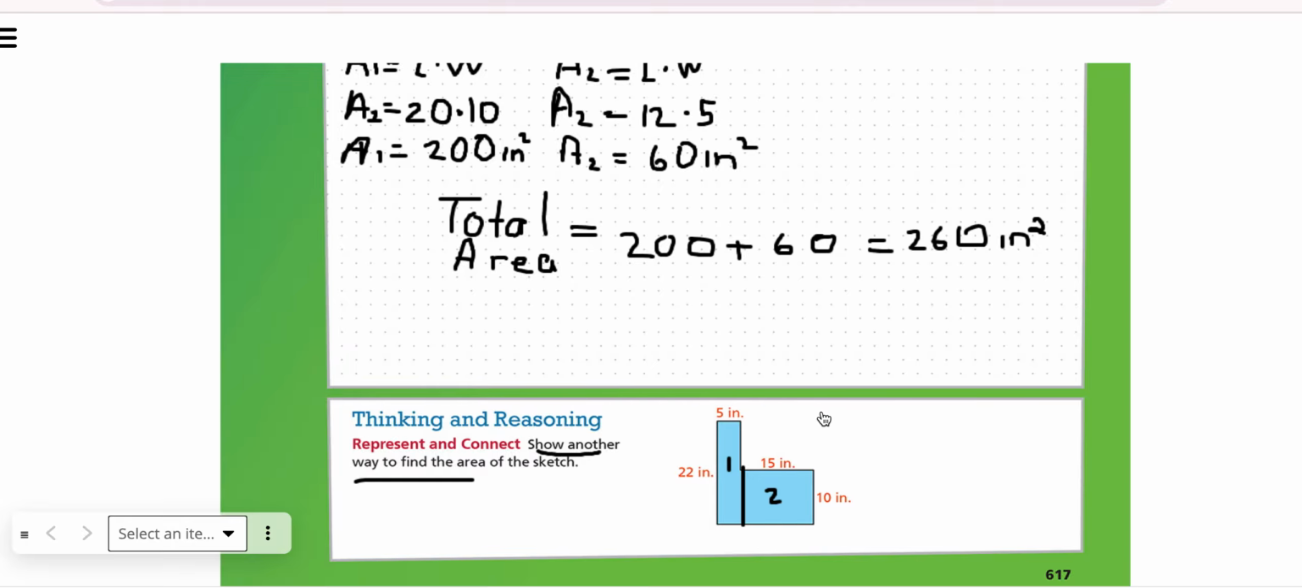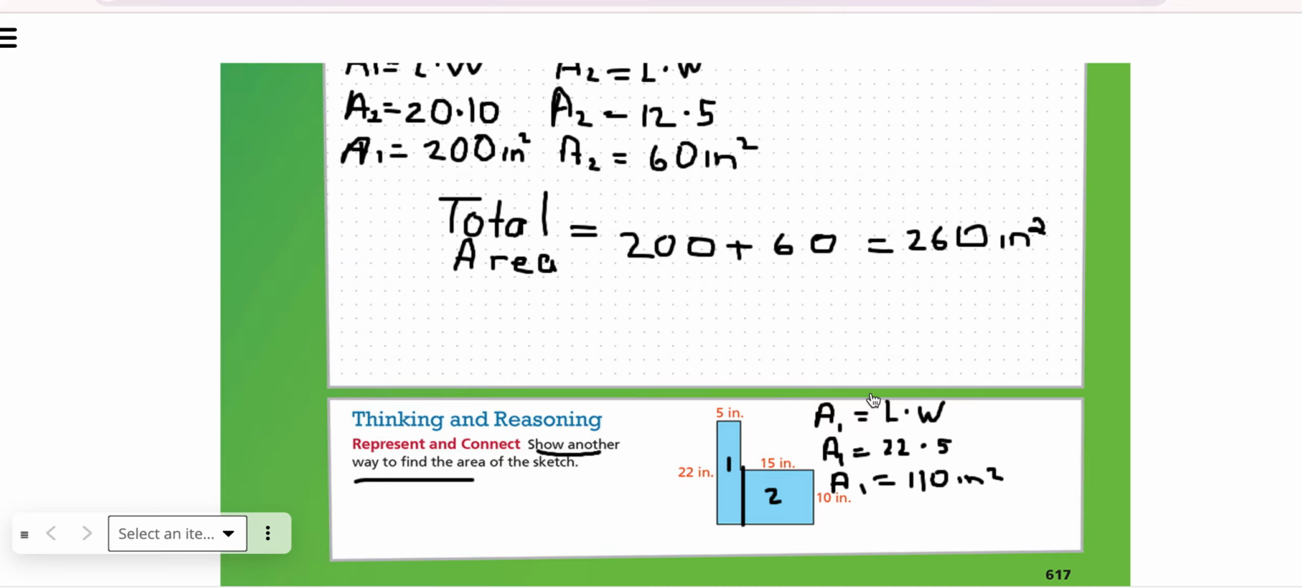So let's do rectangle 1. So it's going to be area of 1 equals length times width. I always write the formula, because what that does is helps you memorize it. So area of 1 is equal, the length in this case is going to be 22 times the width is 5 inches. And now if I get my calculator, area of 1, 22 times 5, gives you 110. So this is 110 inches square.